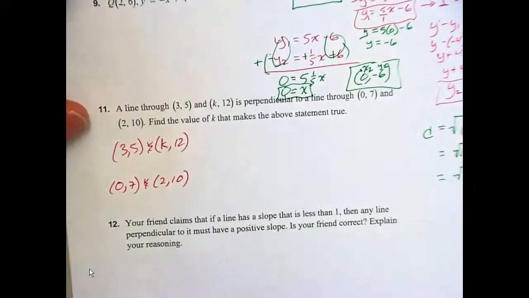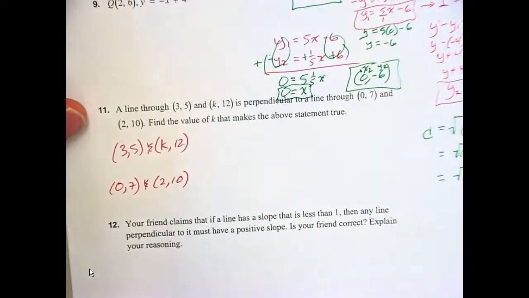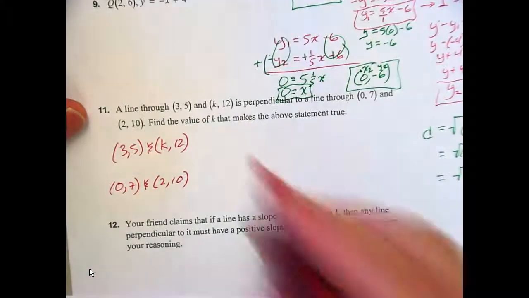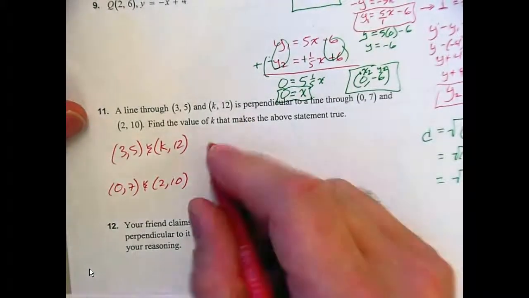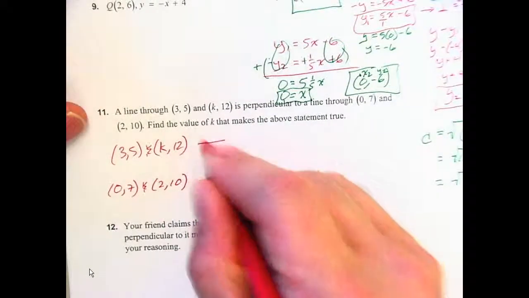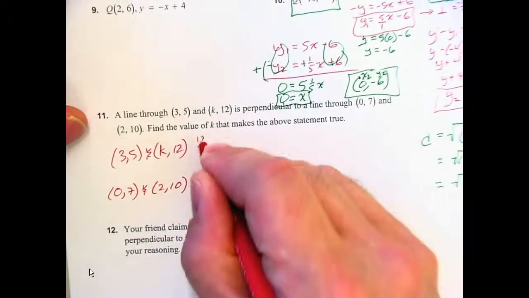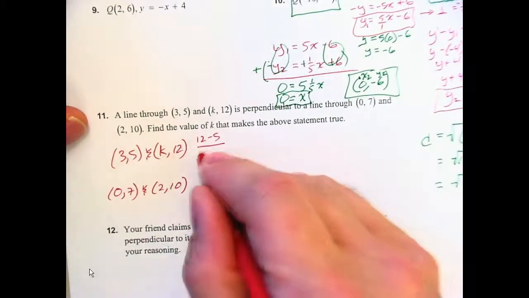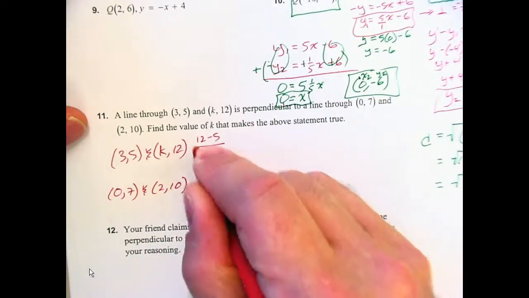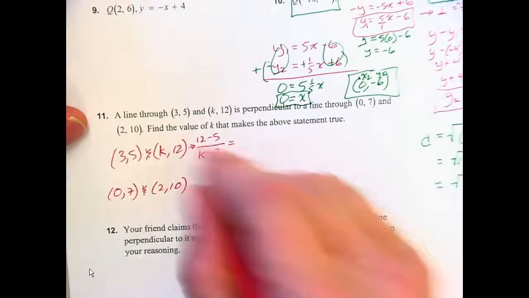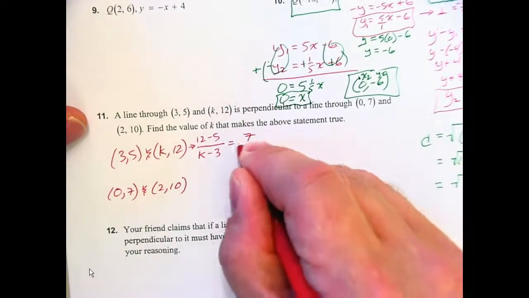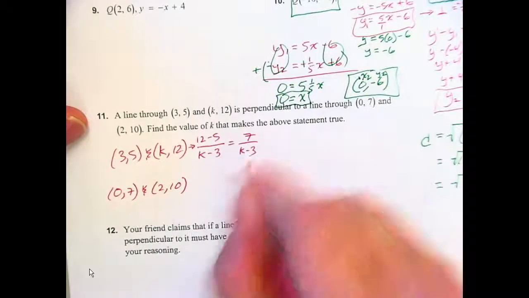All right, so if I did the slope formula for each of these, because we want them to be perpendicular, so we need their slopes to be inverse reciprocals. If I did the slope formula for each of these, that would be 12 minus 5 over k minus 3. Right, so on the top here I end up with 7. On the bottom I still have k minus 3.